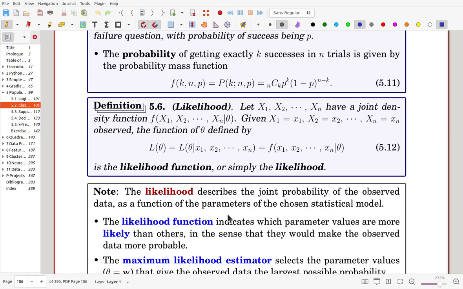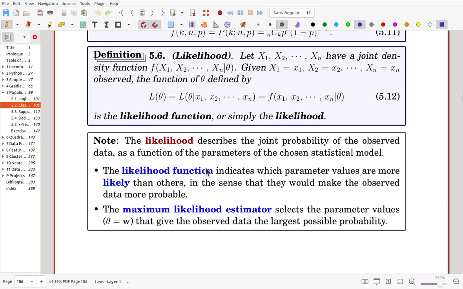Now we define likelihood. Let x1 to xn have a joint density function f, and given the values, the function of theta, the parameter, is defined in this way, and is the likelihood function, or simply we say the likelihood. Along with this definition, it's not clear to understand likelihood. So I'll try to explain a little bit about the likelihood.